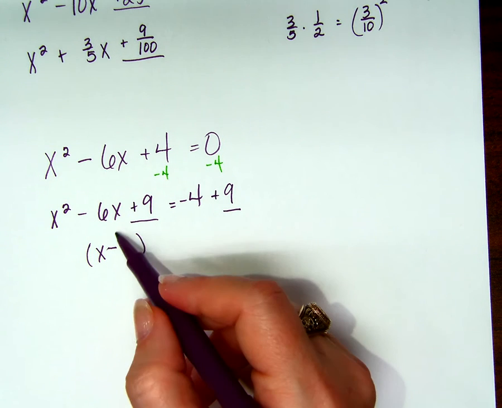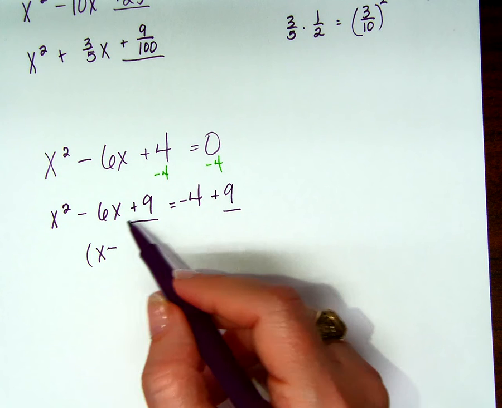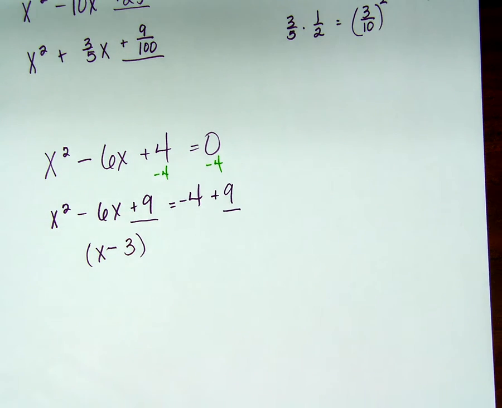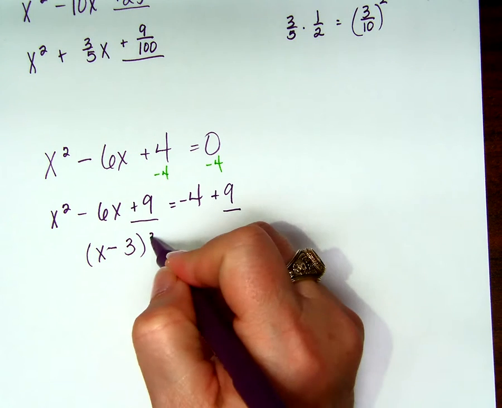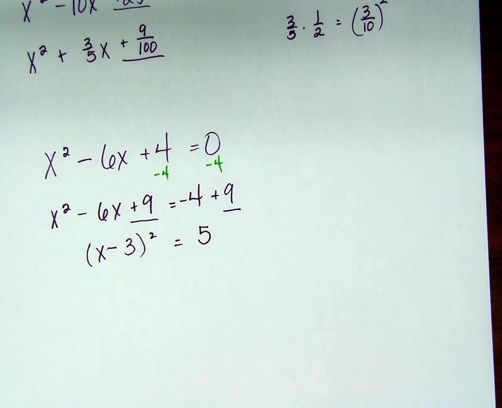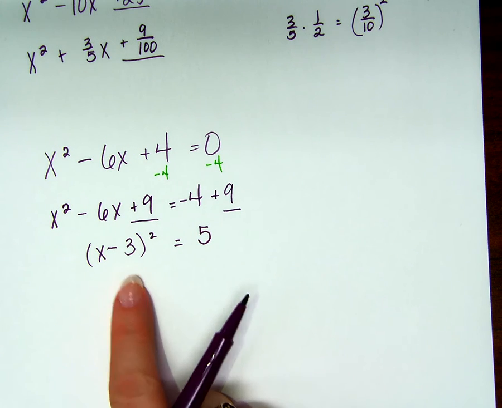Well, just as a reminder, it's either half of this number or the square root of this number. That will be the same, won't it? Half of 6 is 3, the square root of 9 is 3. Okay, that's a good way to remember it. Equals what? Good, 5.